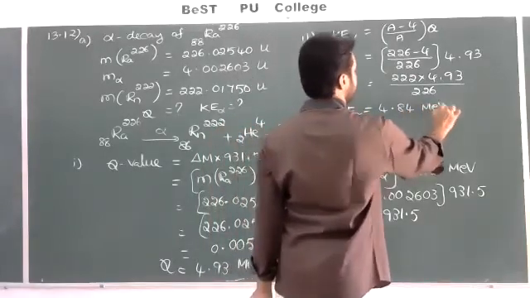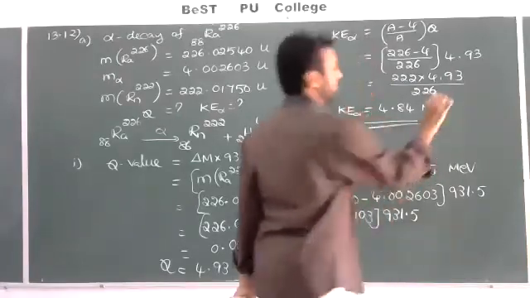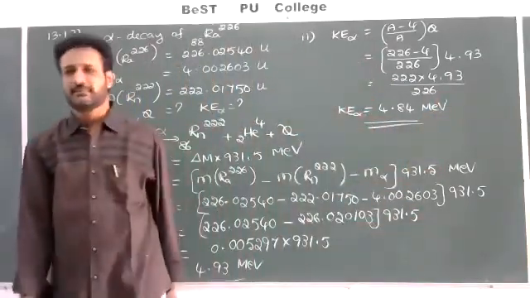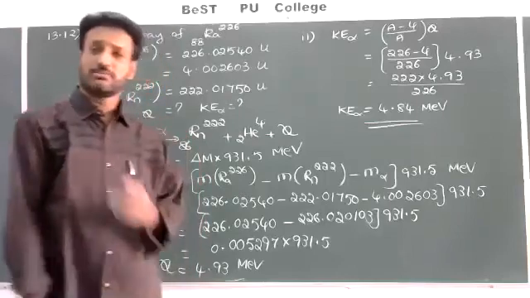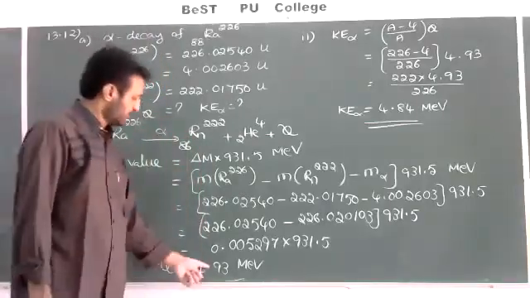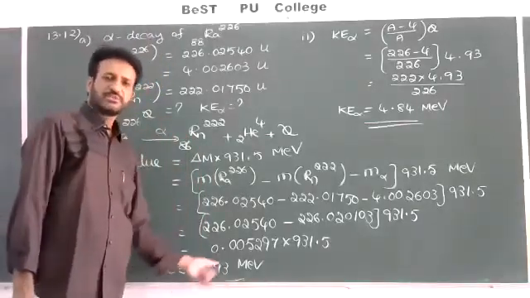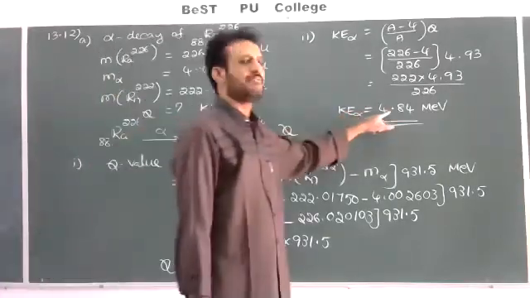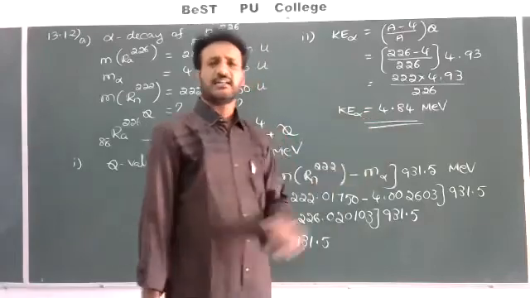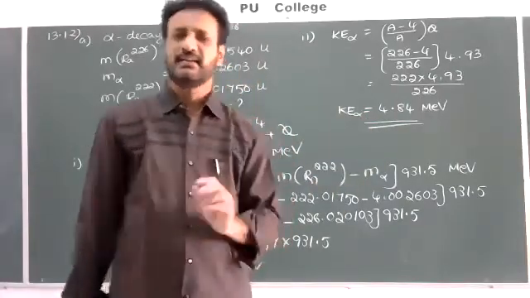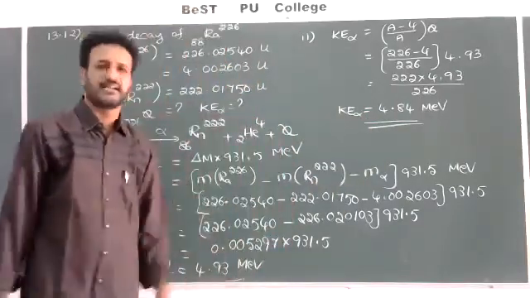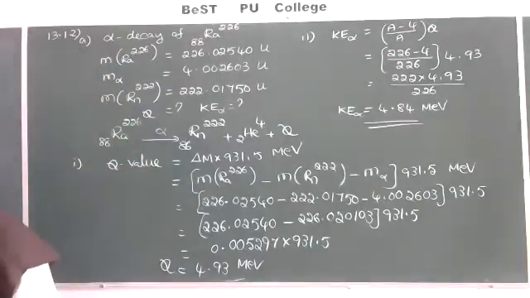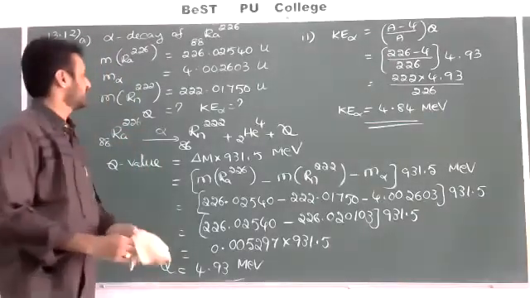That gives 4.84 MeV. It is the total kinetic energy carried by the alpha particle. But how much energy was released? 4.93 MeV. Out of 4.93, most of the energy is carried by the alpha particle, 4.84, and the rest, a very small value, is carried by the residual nucleus, nothing but radon. That's only the first one.